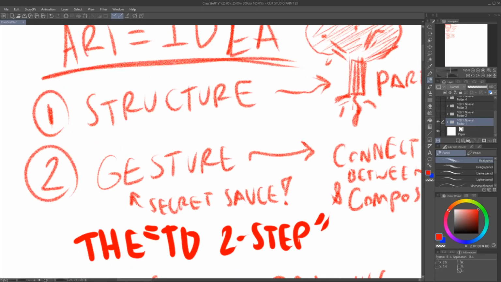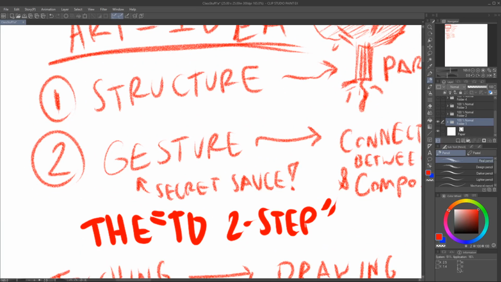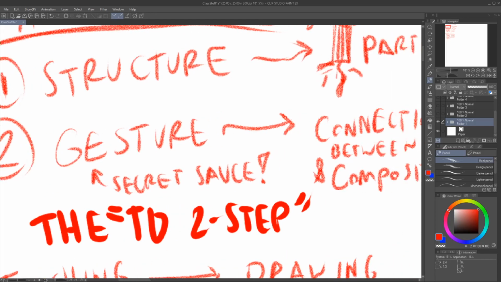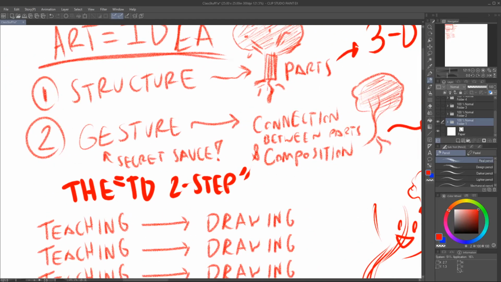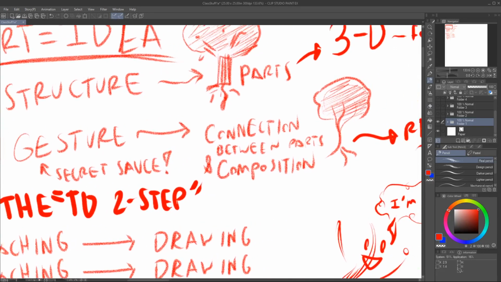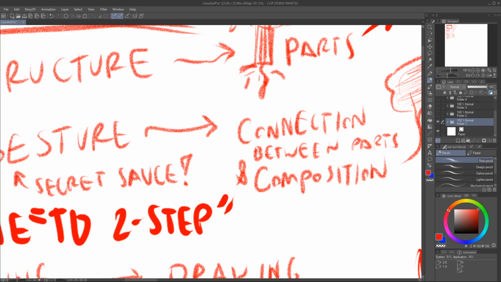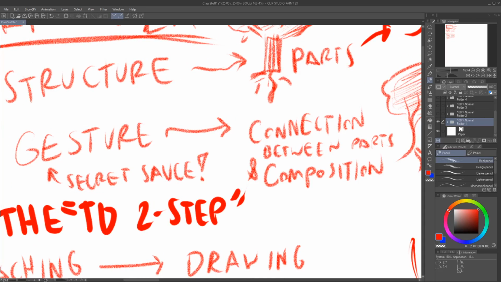Gesture, meanwhile, is the secret sauce that connects those forms together. Everything you draw has gesture underlying it, and gesture is how 3D forms are connected together. Gesture is also composition. Composition doesn't just mean how things are composed on a page. Composition means how a figure itself is composed, what composes its parts and how it flows together.